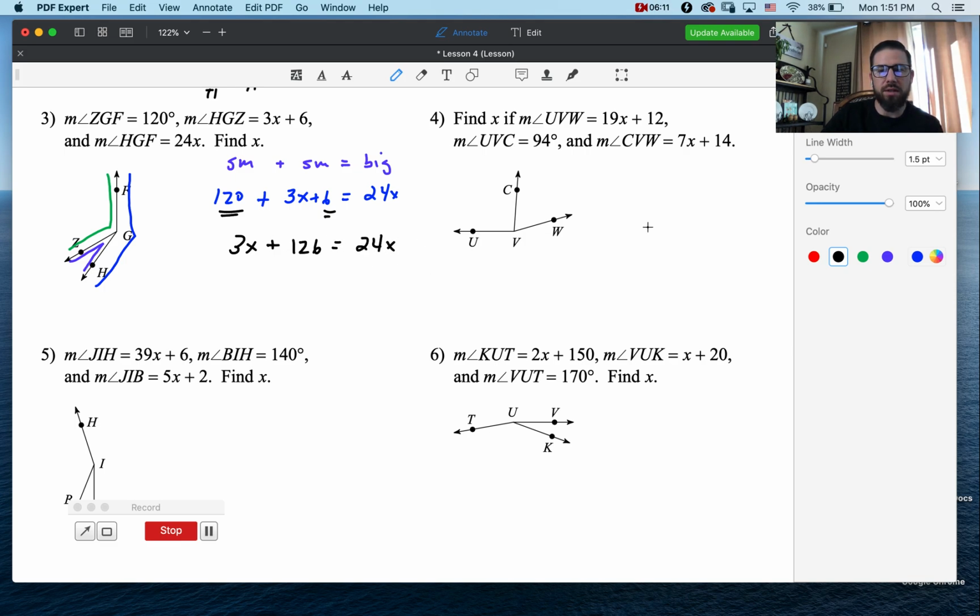We have variables on both sides of the equal sign. So that means I'm going to move the smaller variable, minus 3x. Gone. So it looks like I have 126 equals, what is it, 21x? Divide by 21. It's got to be 6.